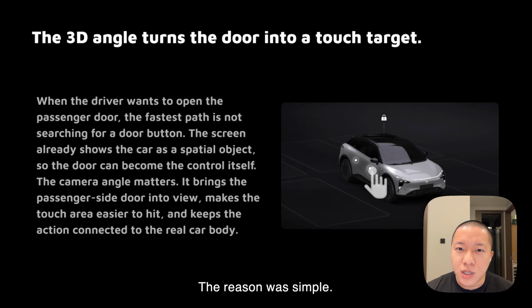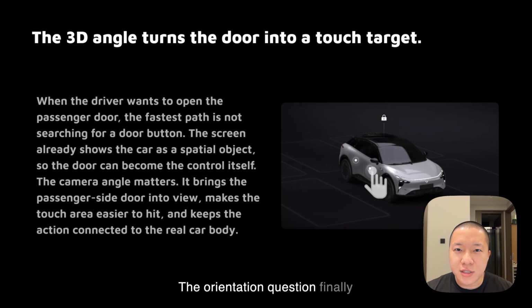The reason was simple. When the user sees a door on a 3D model, their instinct is to tap the door, just like they grab a door handle in real life. Nobody looks for a floating icon in the air when they want to open a door. The interaction has to match the mental model people already carry from the physical world. So we placed the button directly on the car model. No floating UI, no abstract icons, just tap what you see.